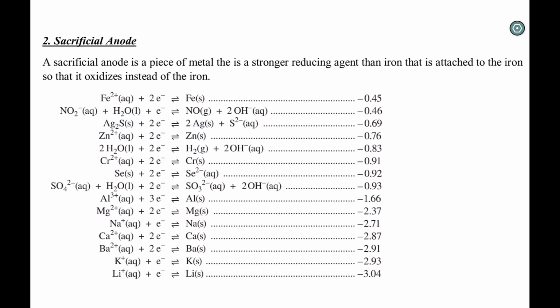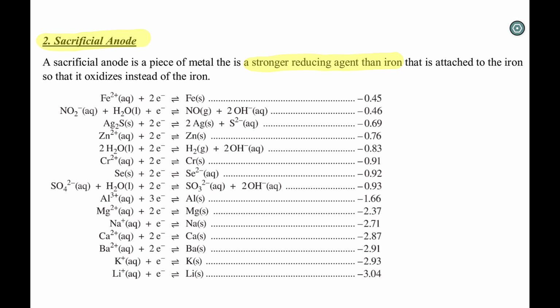The second way we can stop corrosion of steel is to use a sacrificial anode. And that really means exactly what it says. We're sacrificing the anode of this electrical cell by using a metal which is a stronger reducing agent than iron, and it's just simply attached to it. Since the metal is physically in contact with iron, iron would no longer be the strongest reducing agent.